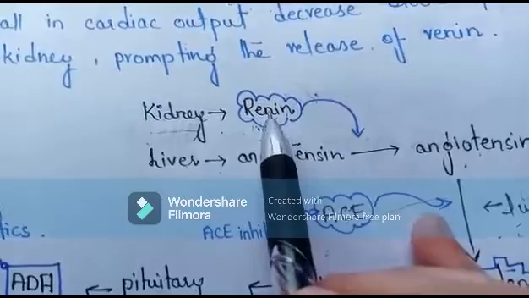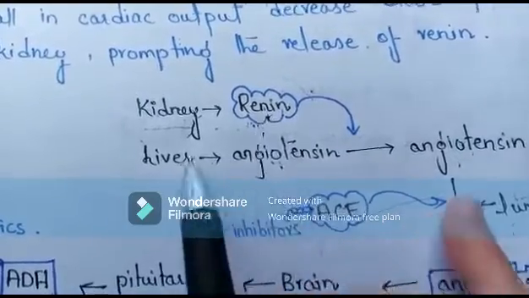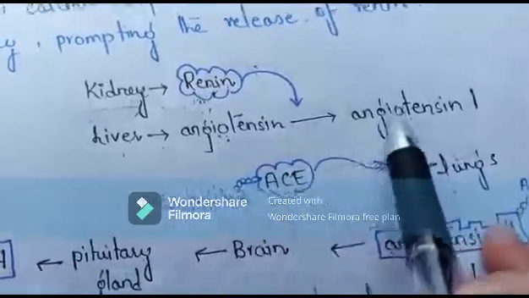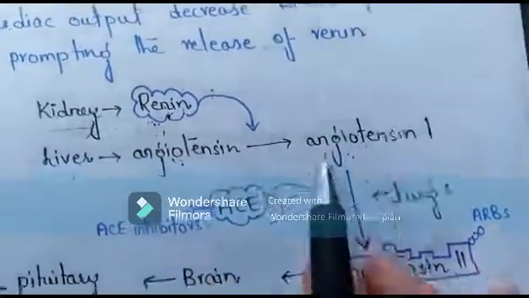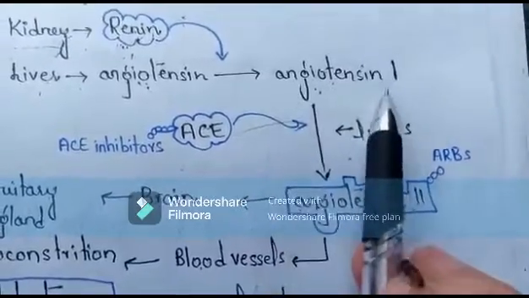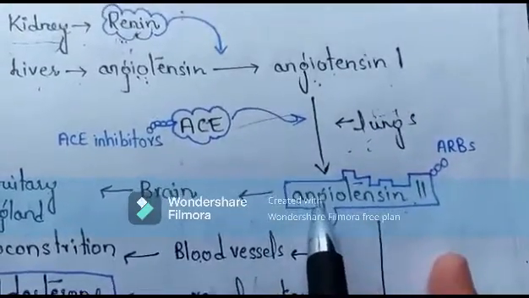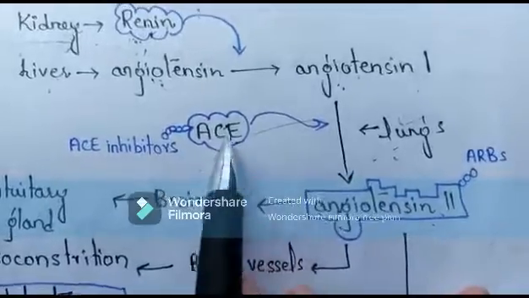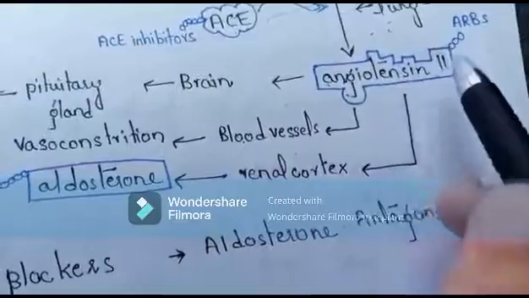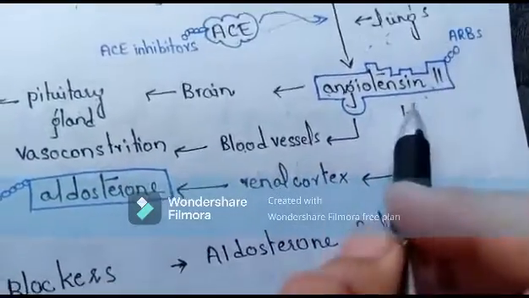The renin, through circulation, arrives at the liver, and in the liver it converts the angiotensinogen to angiotensin 1. Now through circulation, when it comes to the lungs, the angiotensin 1 is then converted to angiotensin 2 by an enzyme called ACE, meaning angiotensin converting enzyme. Now our main product over here is angiotensin 2.